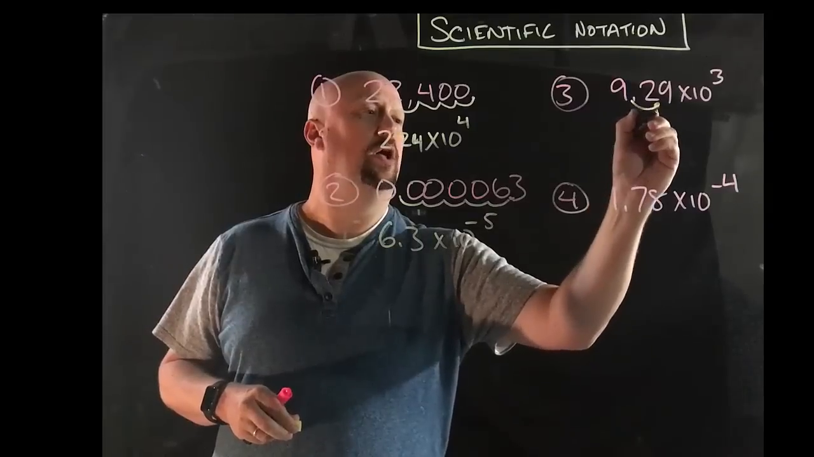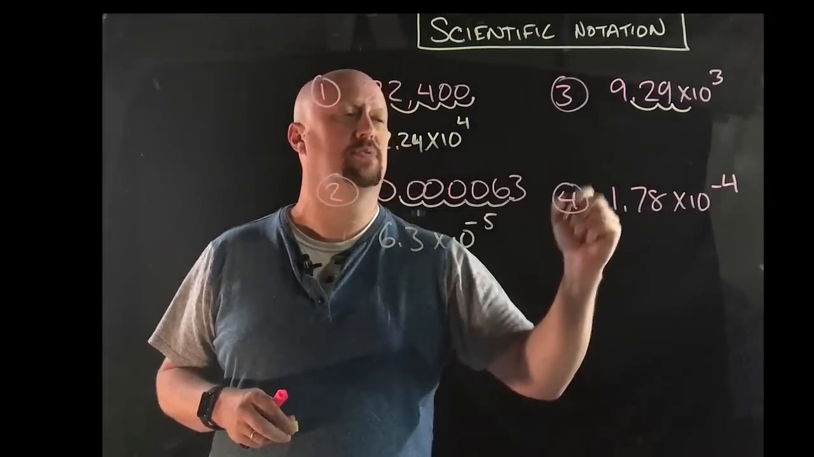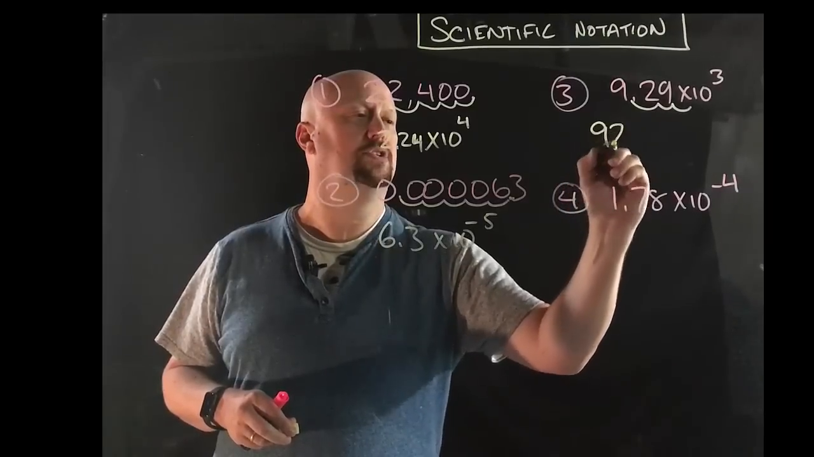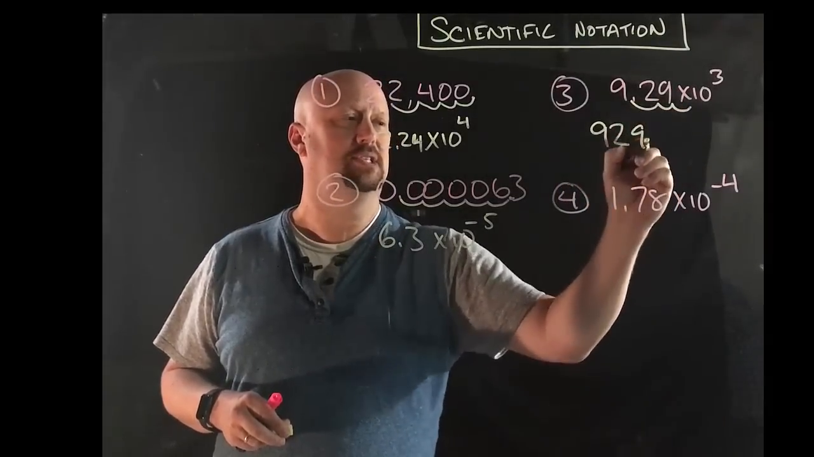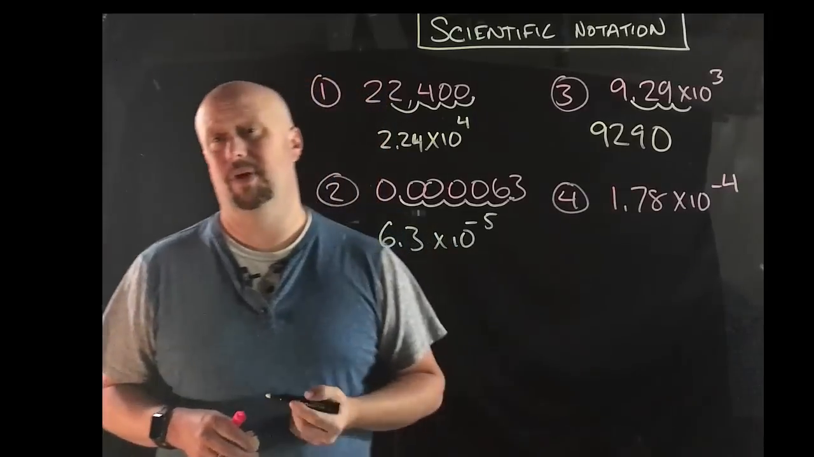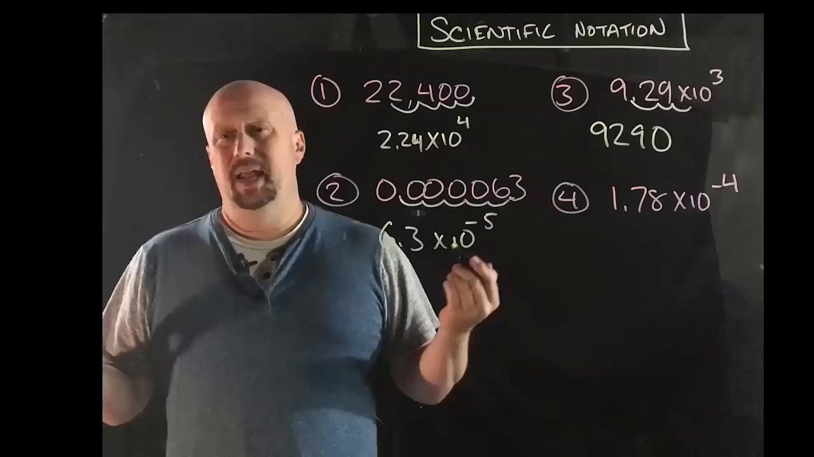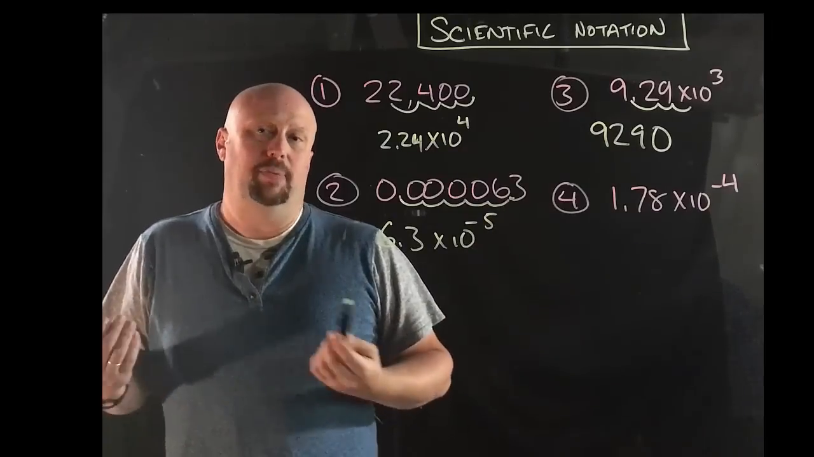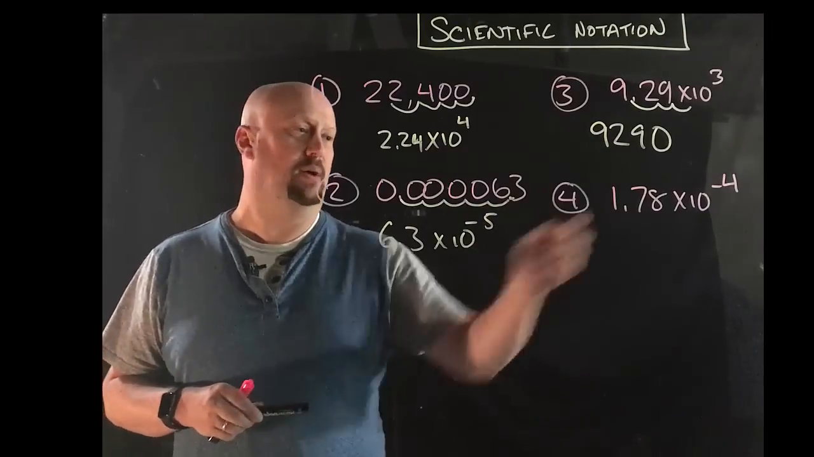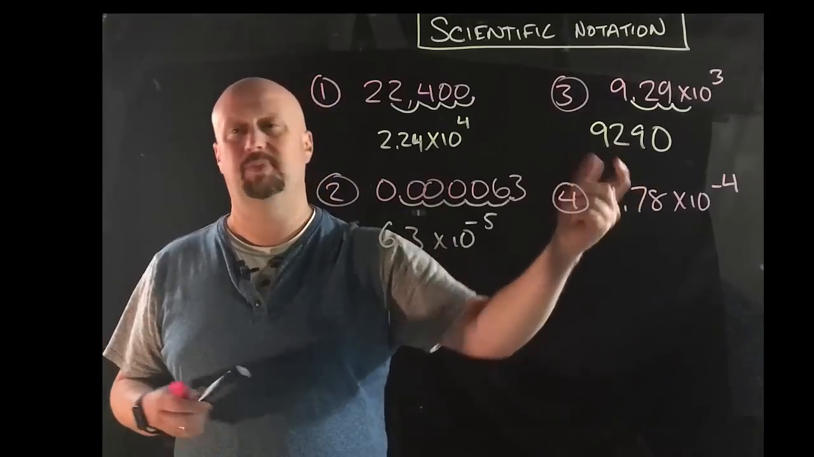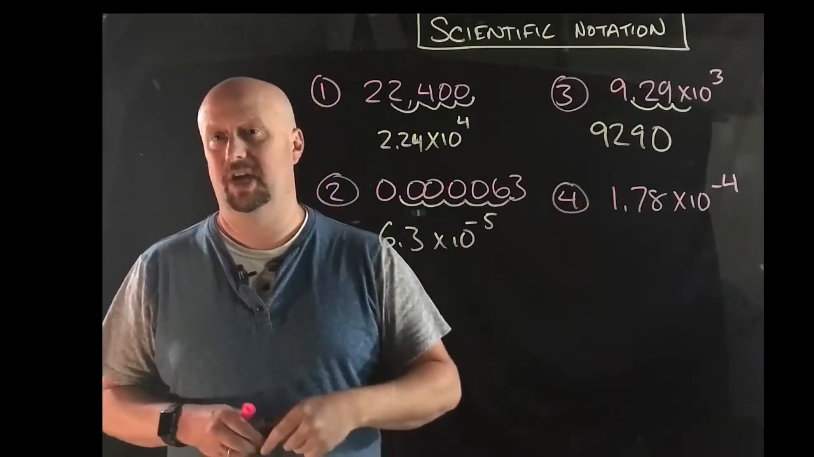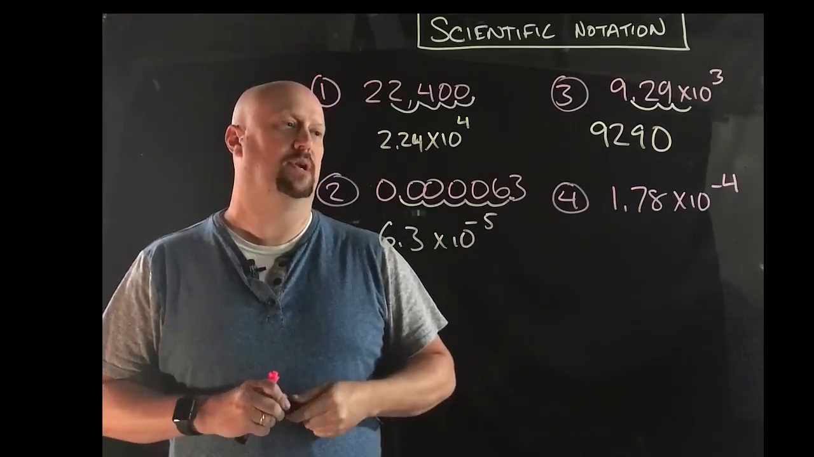And so that's exactly what we're going to do here. I'm going to go 1, 2, 3 spaces right. So that would give me 9, 2, 9. And then you're like, well, there was nothing there. What do I do? Well, any empty spaces there, you fill in with a 0. Okay? And how do you know that you got the right answer? Well, check it. Put it back in scientific notation. Make sure you got the same number. If I move the decimal here, 1, 2, 3 spaces to the right, I get 9.29 times 10 to the 3rd. That's exactly what I should get.